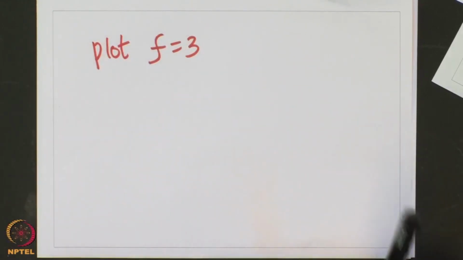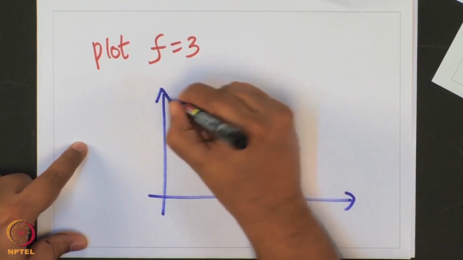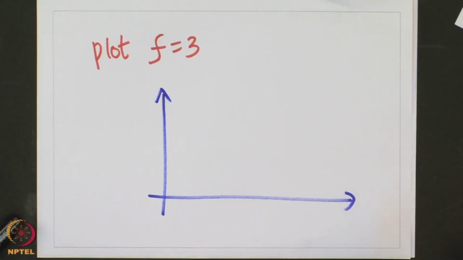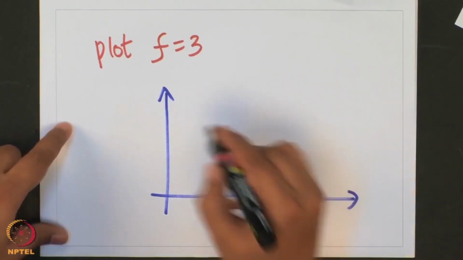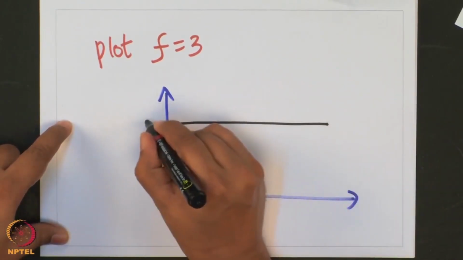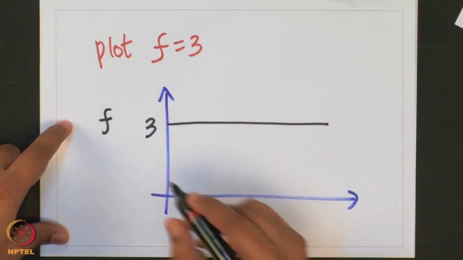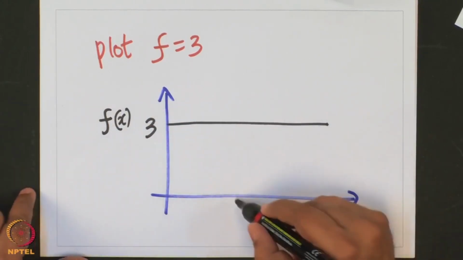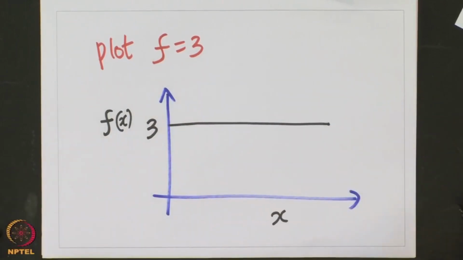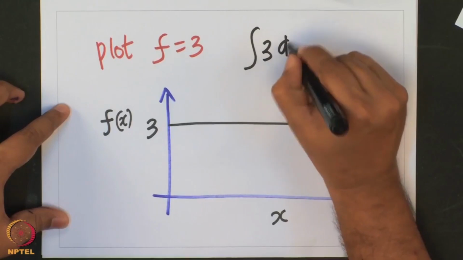What is the plot? This is our xy axis, and the function is just a constant. If it is a constant, we know that it is just a horizontal line. So this is 3, and this is f of x versus x. The function is independent of x. Whatever be the value of x, the function is 3. Now we want to calculate integral 3 dx.